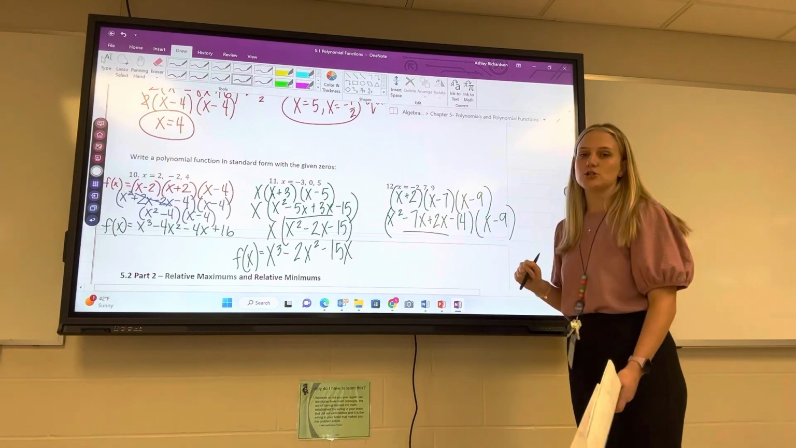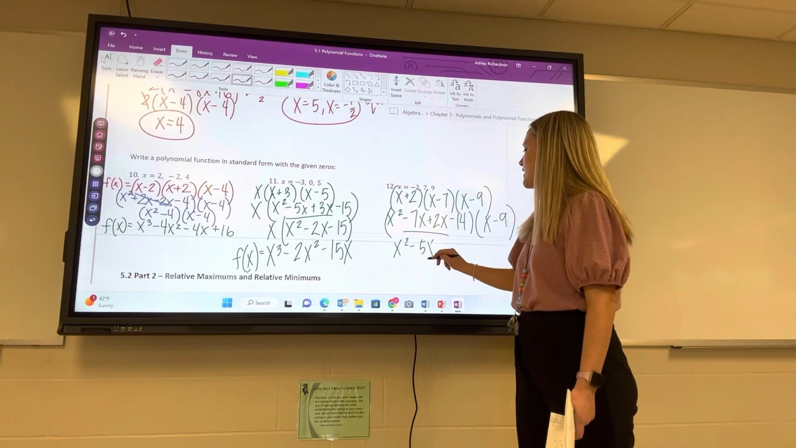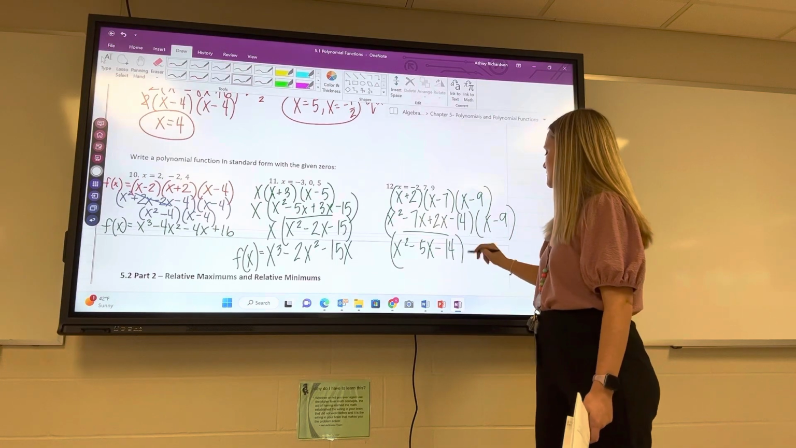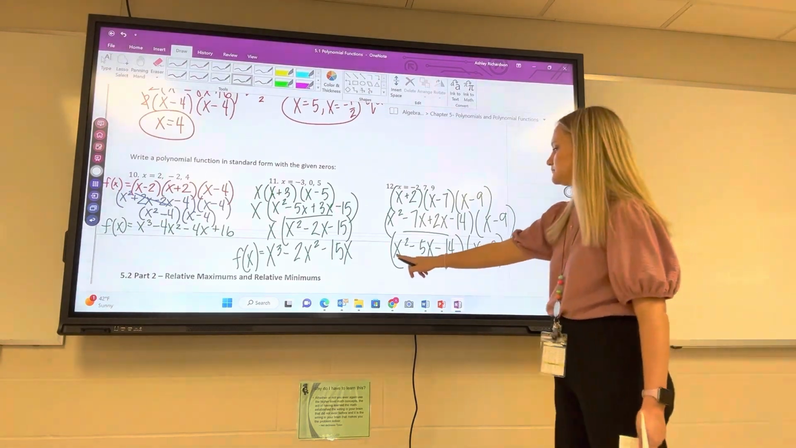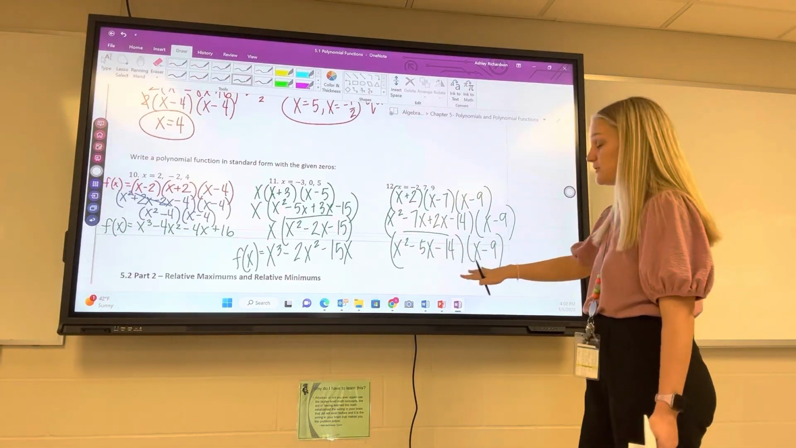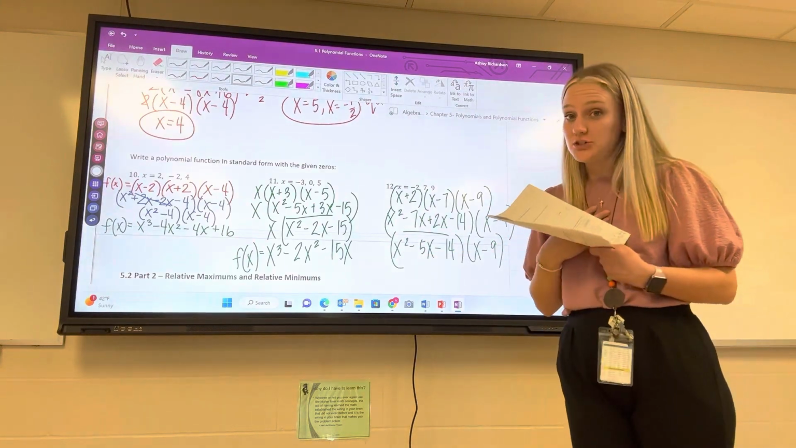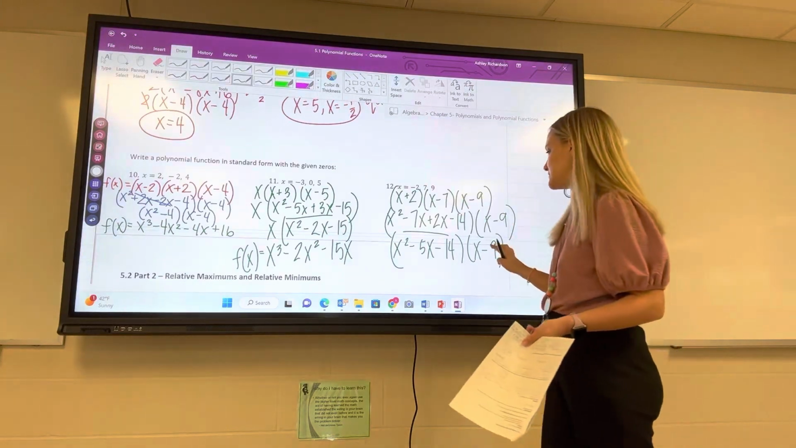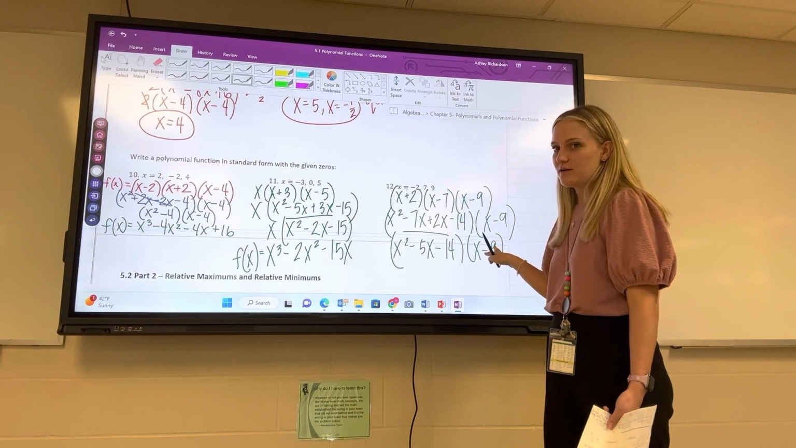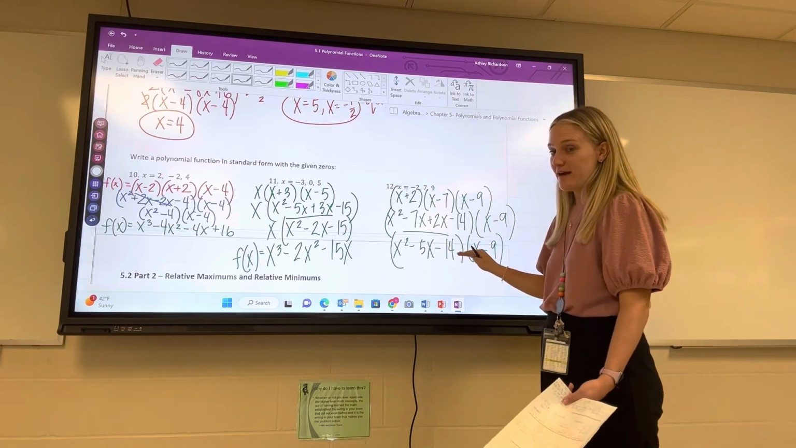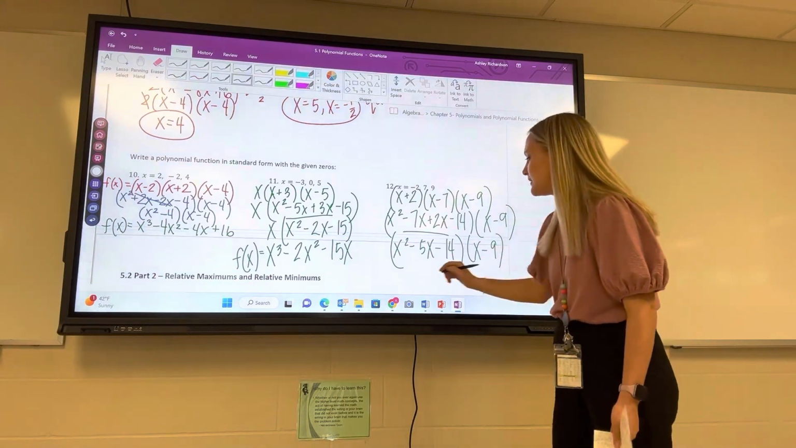I can combine my like terms. So negative 7x plus 2x is negative 5x. And then if I'm taking a trinomial times a binomial, so one with 3 terms times something with 2 terms, the way I like to do it is you basically have to multiply everything in this trinomial times everything in the binomial. So you could separate it.